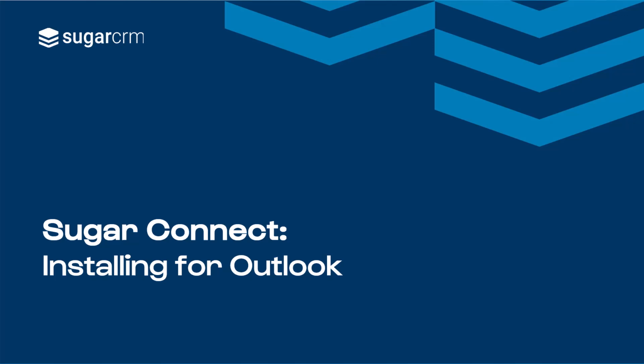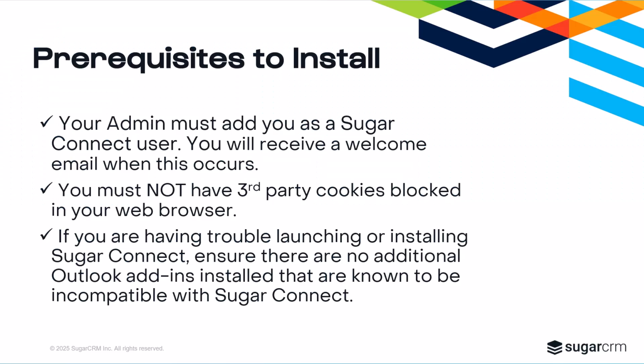In this video, you'll learn how to install and log into Sugar Connect, an email client add-in that lets you work with your Sugar data directly from Outlook without leaving your inbox. Sugar Connect is compatible with Outlook on the web and the Outlook desktop app for Office 365 users. It is included with new purchases of Sugar Cell Premier, Cell Advanced, and Enterprise Plus, and can also be purchased as an add-on for Sugar Serve and Sugar Enterprise.